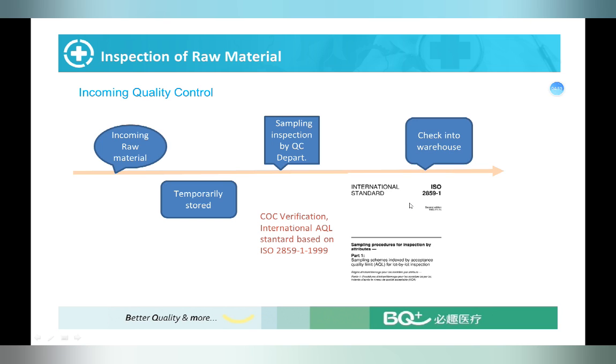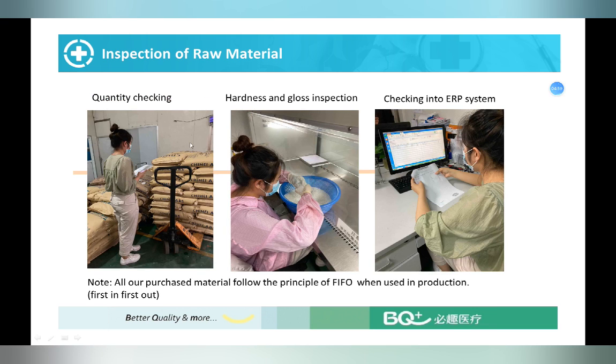And during this whole process, our quality department will follow the whole procedure from the quantity checking to the appearance checking, the hardness checking here, and in the third picture here, finally the product received information will be checked in our ERP system. And in the end, all the material we use will follow the principle of first come, first out when used in production. And this will be clearly noted in our ERP system.